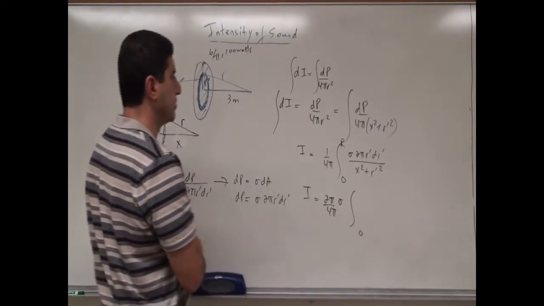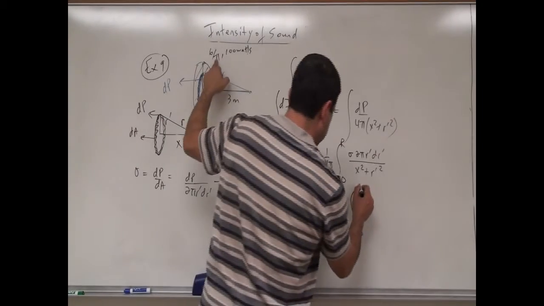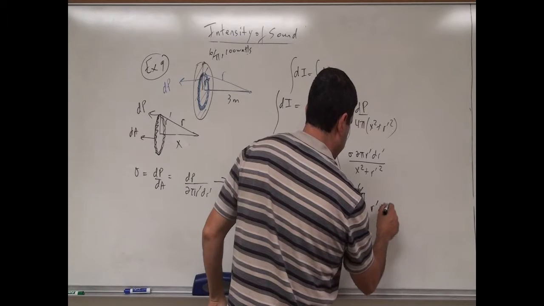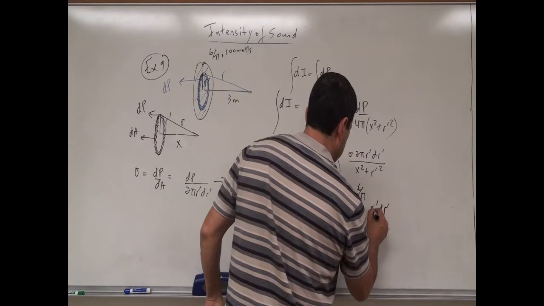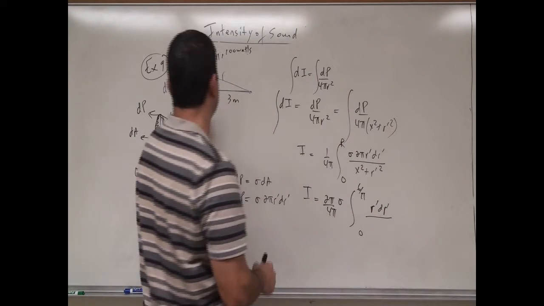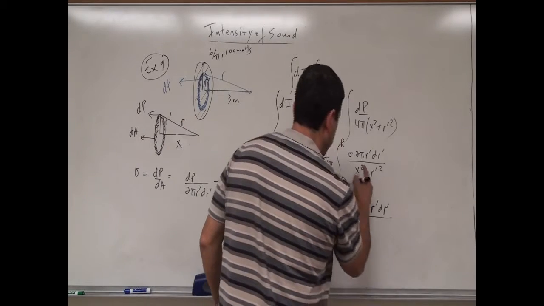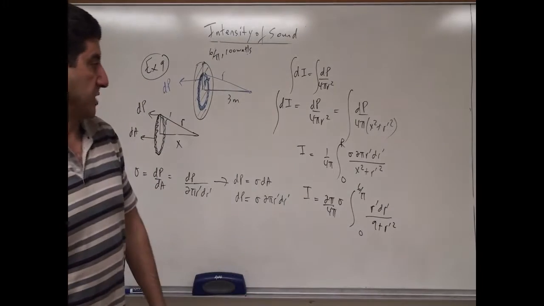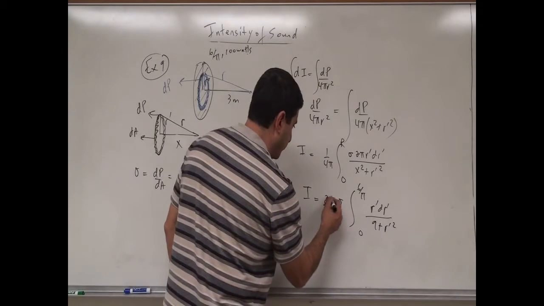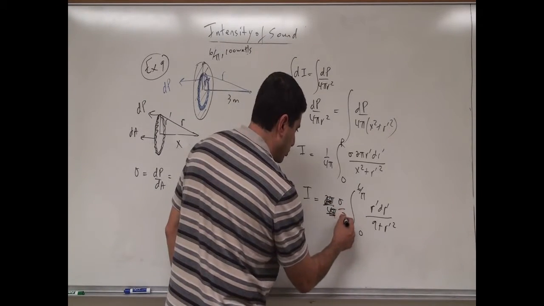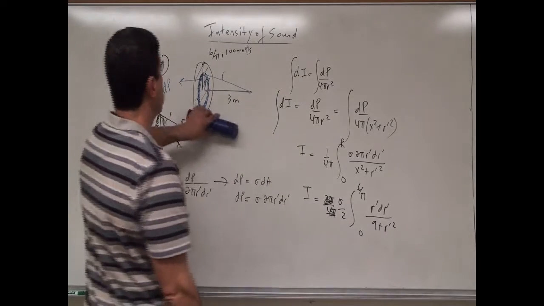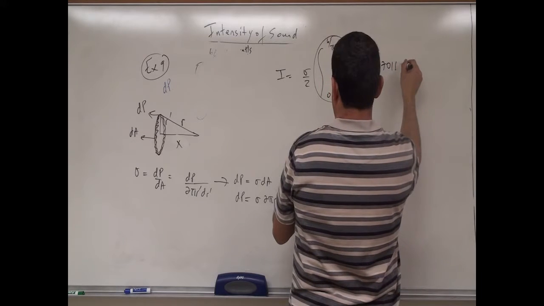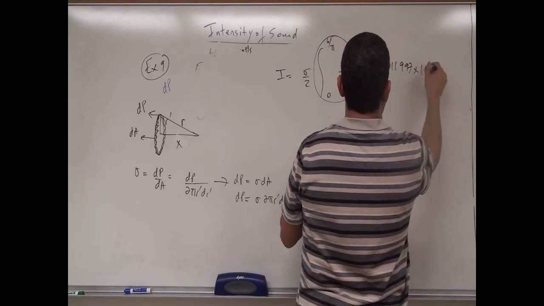Now we can put in the numbers. The r is 6 over pi, and then you have here r prime dr prime divided by, and then the x was 3 meters, so that's 3 squared, which is 9, plus r prime squared. And then we can actually calculate that. So the 2 pi over the 4 pi just becomes 1 over 2, and then the integral gives 1.7011997 times 10 to the minus 1.